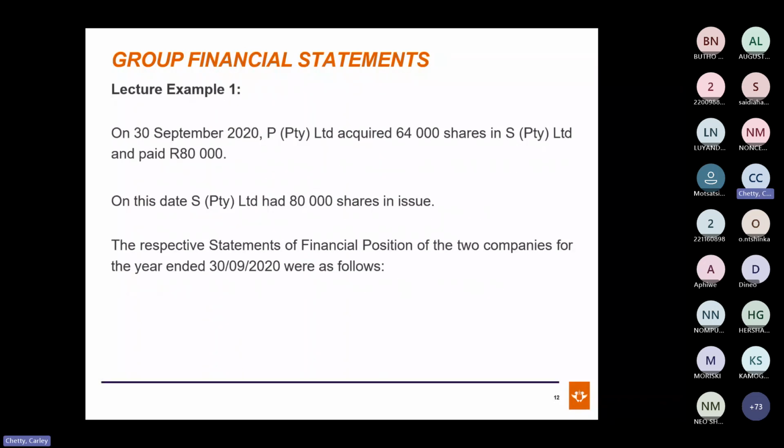So here we have lecture example 1 on slide 12. Okay, so let's just follow. On 30 September 2020, PPTY Limited acquired 64,000 shares in SPTY Limited and paid 80,000 Rand. On this date, SPTY Limited had 80,000 shares in issue. The respective statements of financial position of the two companies for the year ended 30 September 2020 are as follows.